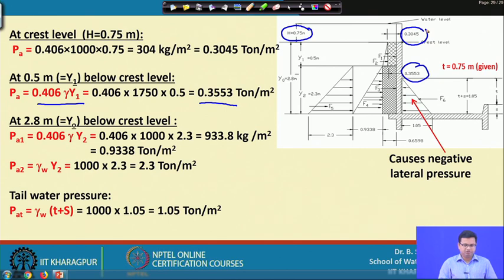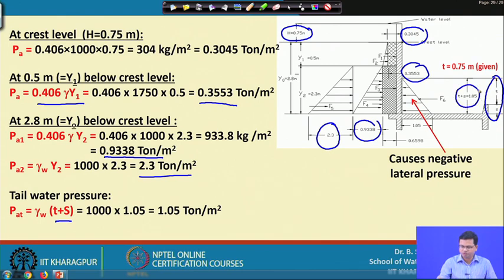At 2.8 meter below crest level, you will get P A 1 equal to 0.406 gamma y 2, so that equals 0.9338 ton per meter square, and P A 2 will be gamma w into y 2, so that equals 2.3 ton per meter square. Tail water pressure will be equal to gamma w into T plus S, because T plus S is the depth of tail water. Here T plus S equals 1.5, which gives F 6 as 1.05 ton per meter square.